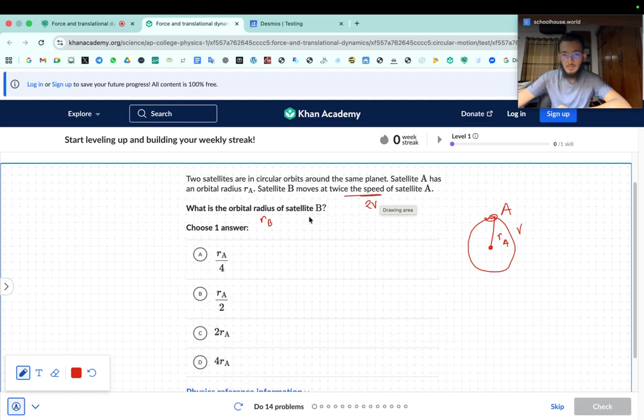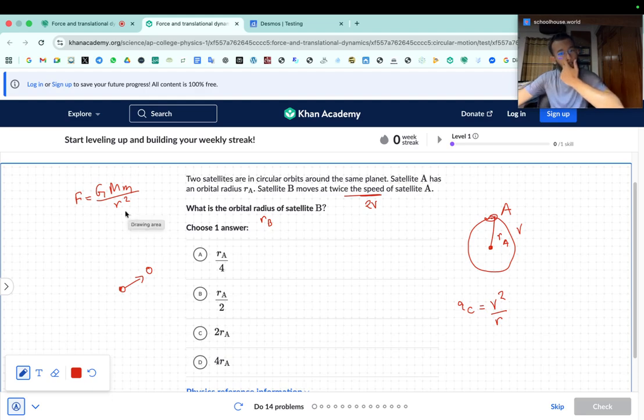Now we know that a_c equals v squared by r. The centripetal acceleration equals v squared by r. We don't have any information about the masses of them, but we do know that the gravitational force between these two bodies will be equal to GM over r squared.